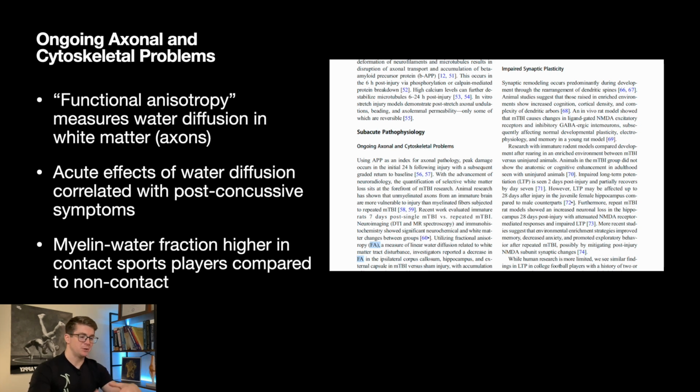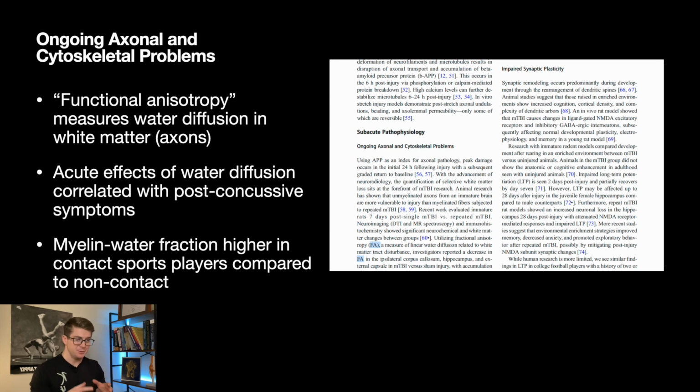It then goes on to say something about the acute effects of the ability for water to diffuse in and out of cells, specifically neurons, and how that correlates with post-concussive symptoms. So they've been able to correlate this FA measure, functional anisotropy, which talks about linear water diffusion. Not only does it talk about the amount of water, but the direction of water diffusion going in and out of the cell. They've been able to correlate either the increase or decrease in this number with post-concussive symptoms. That's very important, to be able to find things that correlate with symptoms so that we can use them to target treatment.